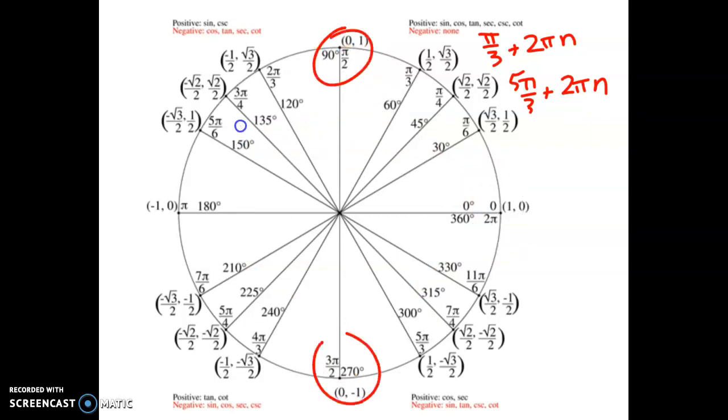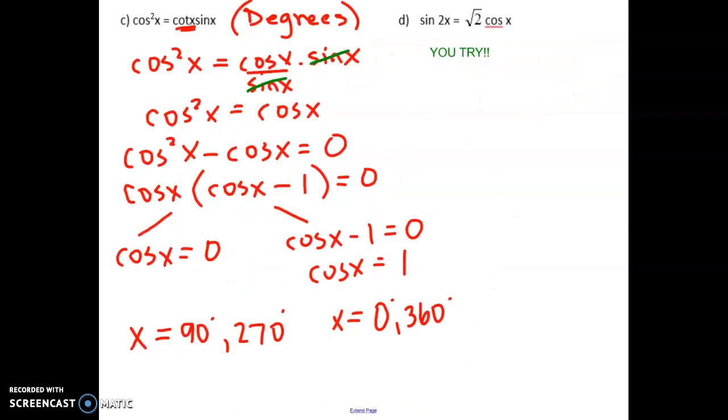We have 90 and 270. So these would be adding 180s to get between the 90 and 270s. So one of our general equations would be x equals 90 degrees plus 180 n. Again, that's where you're adding 180 to get back to the bottom or up to the top.